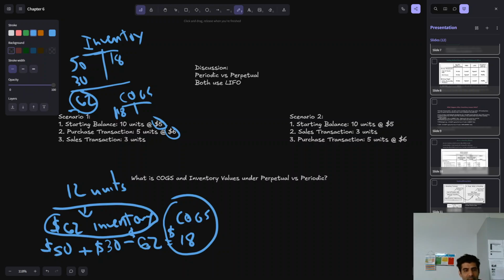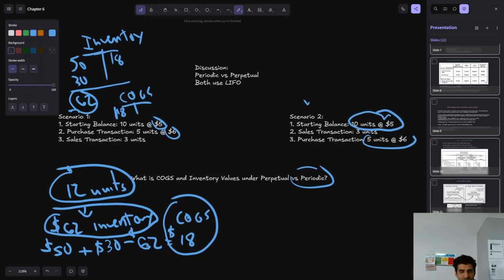Okay, now scenario two is going to be different because under periodic, it's the exact same. There's no change actually. Because we only figured out that we have 12 units at the end, and we're going to basically start the valuation from the back, which is still in this case 10 units at $5, and then 2 units here, right? So those 12 units are going to be $50 plus 12. It's the same for periodic.